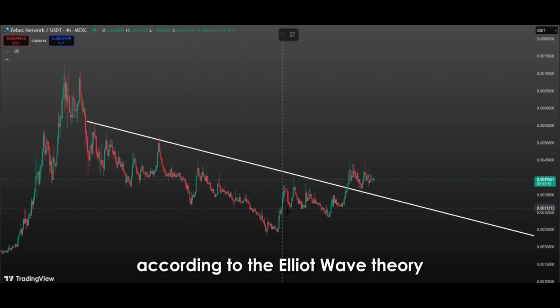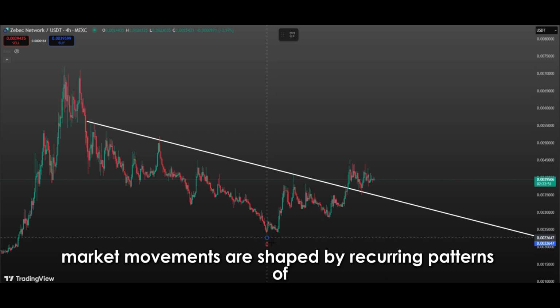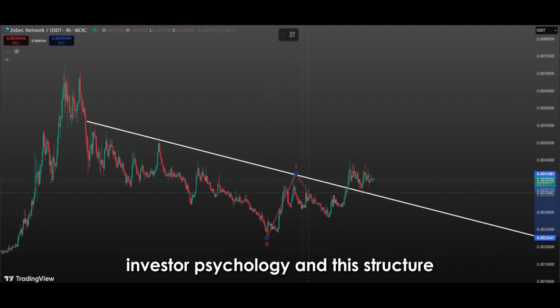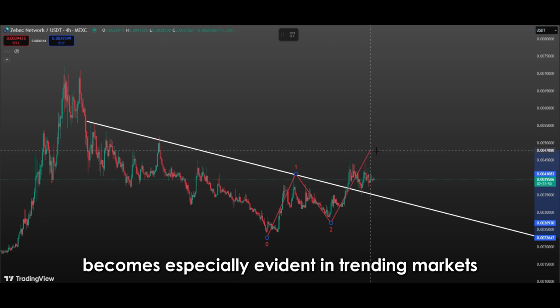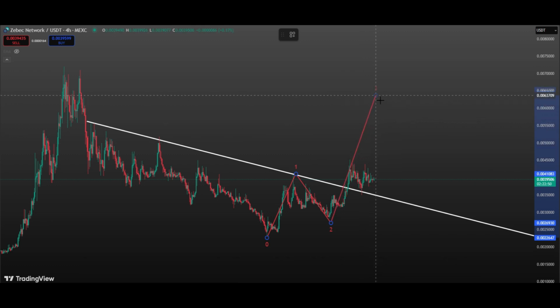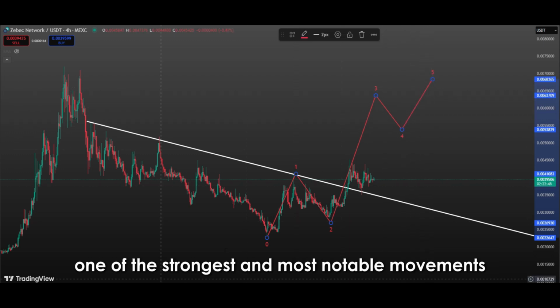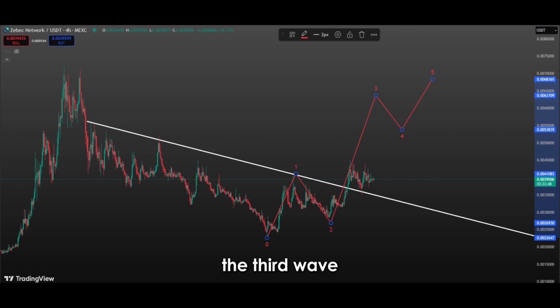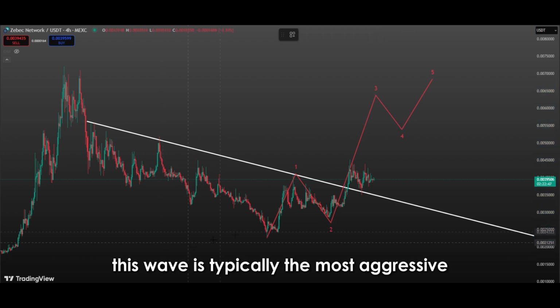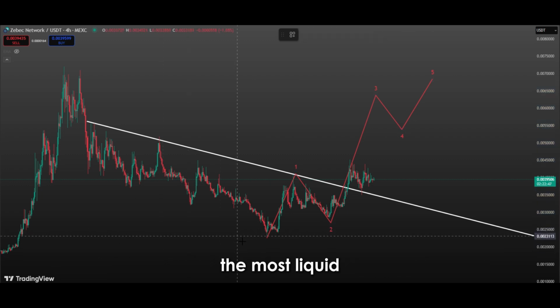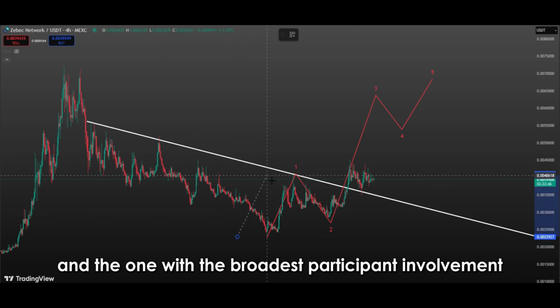According to the Elliott wave theory, market movements are shaped by recurring patterns of investor psychology, and this structure becomes especially evident in trending markets. One of Elliott's core principles, the five-wave impulsive structure, contains one of the strongest and most notable movements, the third wave. This wave is typically the most aggressive, the most liquid, and the one with the broadest participant involvement.